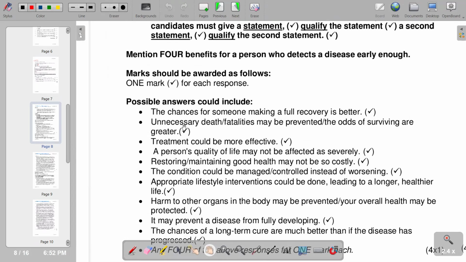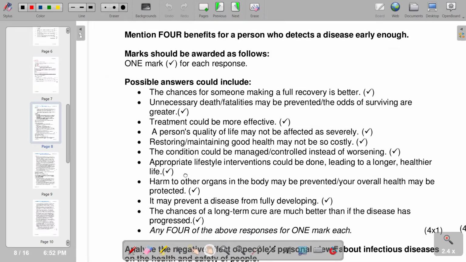So that's what we have. And then on the point, treatment could be more effective, and also a person's quality of life may not be affected as severely. So those are the points that we have. We've got a continuation of those points that are also correct that we can also include.